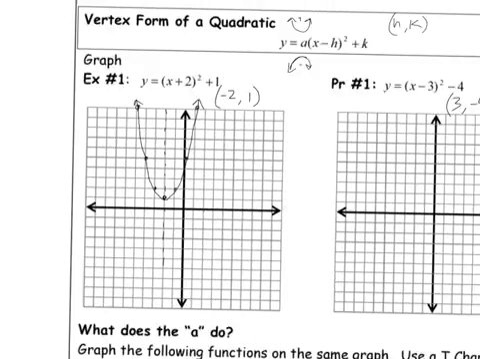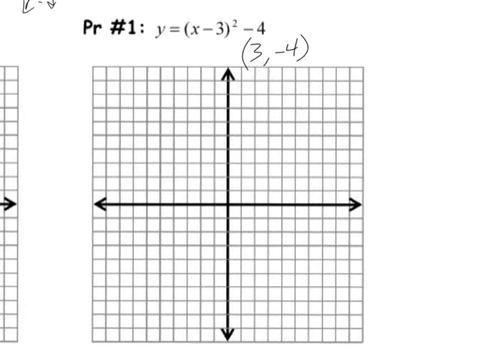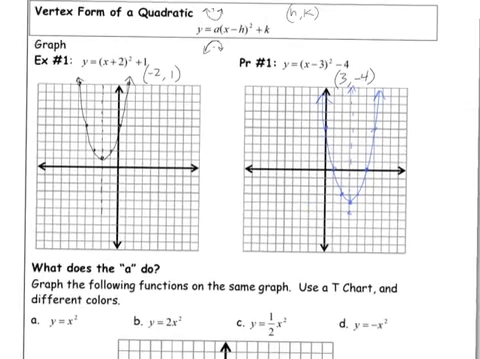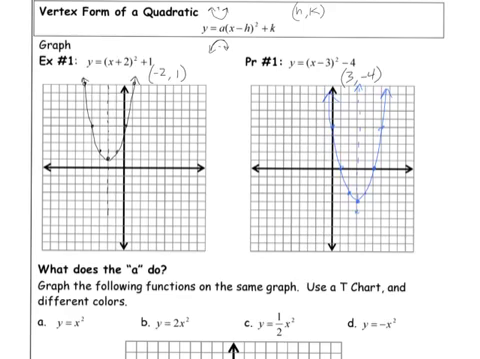So go ahead and graph this one, and I'll put the answer up in just a second. Okay, so what you should have done is plot the vertex at 3, -4, draw in your axis of symmetry, and then from there go over 1, up 1, over 2, up 4, over 3, up 9, and it follows that pattern both ways. And that's it. You've graphed in vertex form. Pretty easy to do when it's in vertex form.